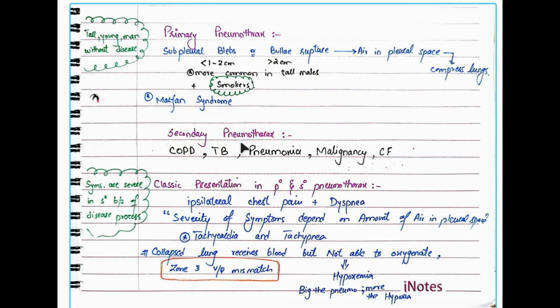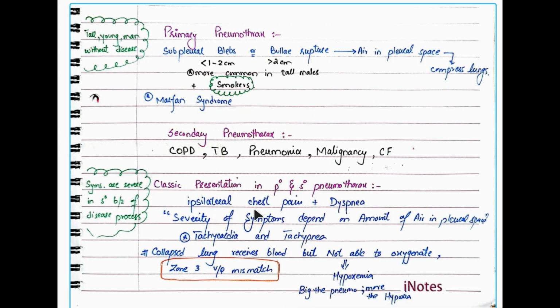In case of secondary pneumothorax, COPD, tuberculosis, pneumonia, malignancy, cystic fibrosis or any other pathology will be there. An important thing is that because of the pre-existing disease, the pneumothorax will be more severe and it will require more aggressive management. So what will be the presentation?